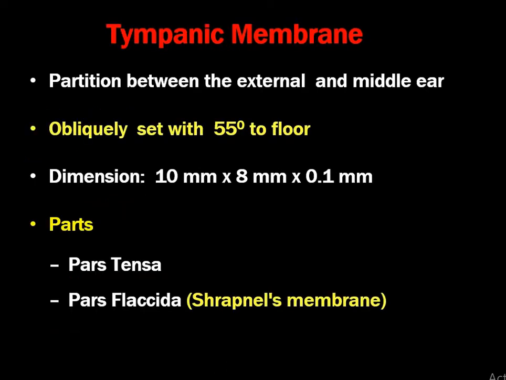The tympanic membrane is a partition between the external and the middle ear. It is obliquely set at an angle of 55 degrees to the floor. Its dimensions are 10 mm by 9 mm by 0.1 mm. So the TM is a very thin membrane. The parts of the tympanic membrane are pars tensa and pars flaccida, also called Shrapnell's membrane.